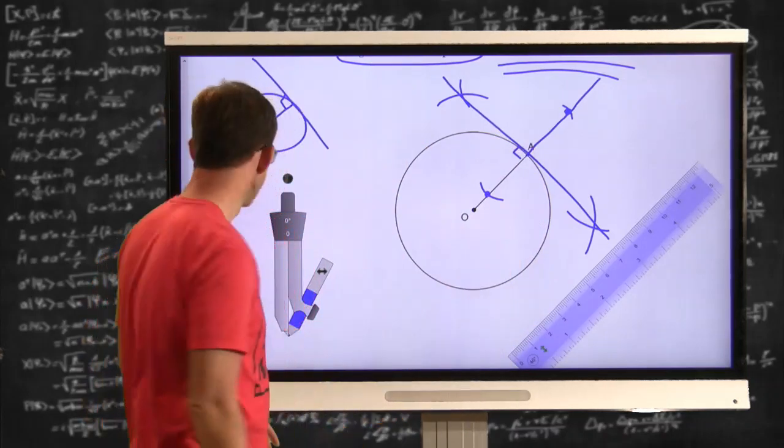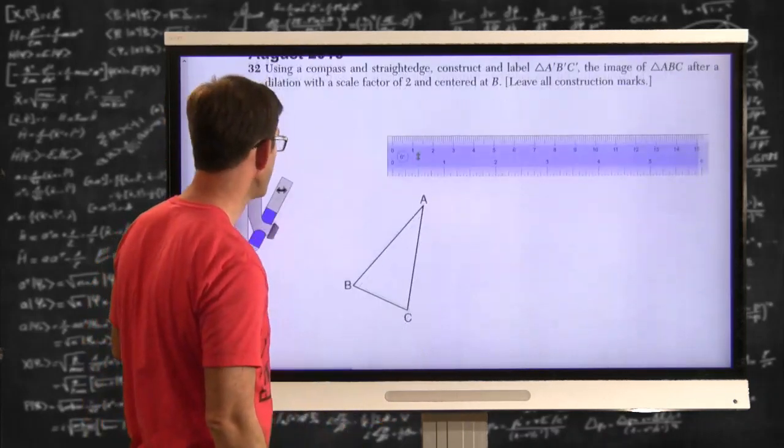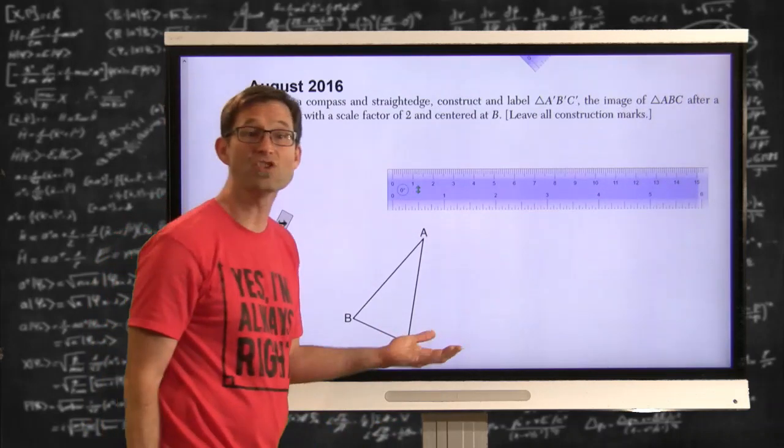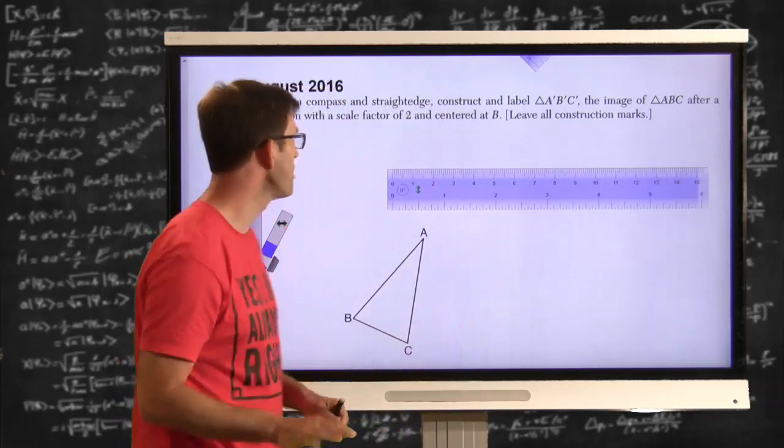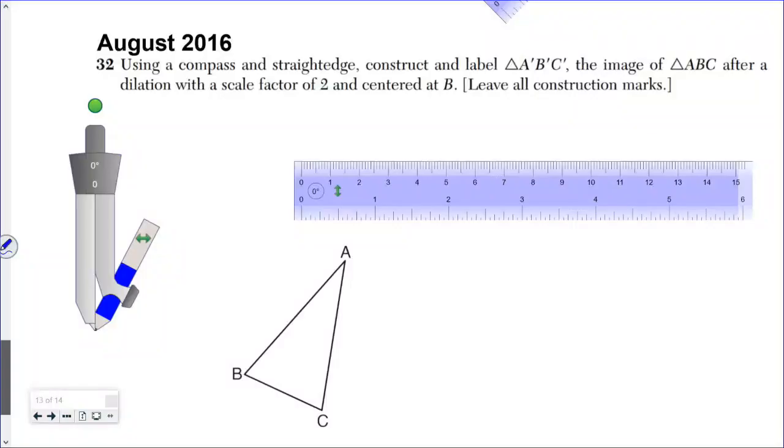That's it. And I think, oh no, we got one more. Ooh, it's a dilation one, right? A construction involving a dilation. It's really, really simple. It says, using a compass and straight edge, construct and label triangle A prime, B prime, C prime, the image of triangle ABC, after a dilation of a scale factor of 2 centered at point B.